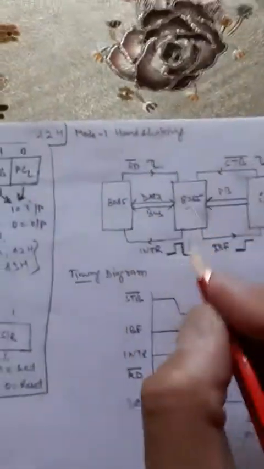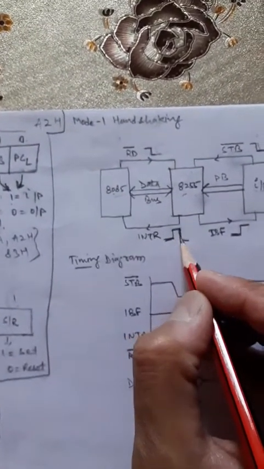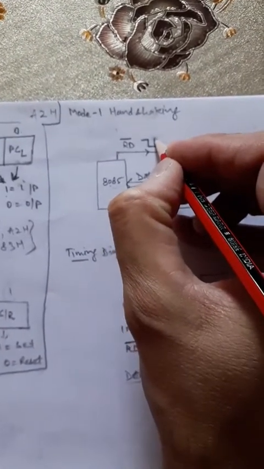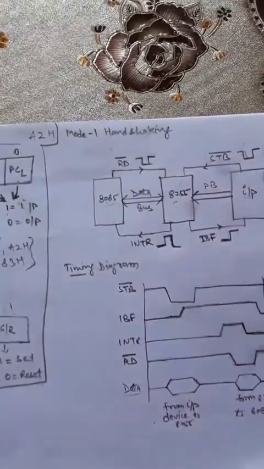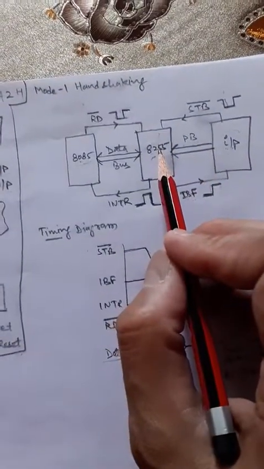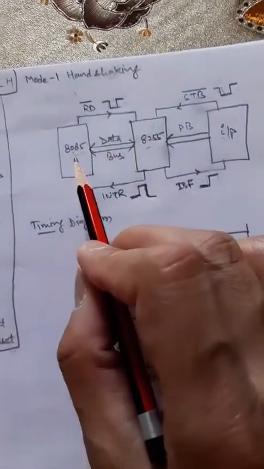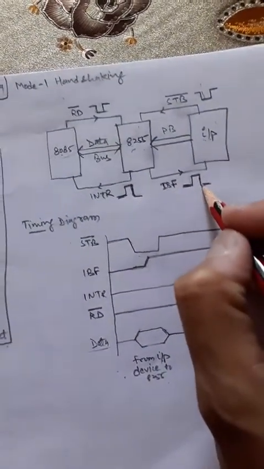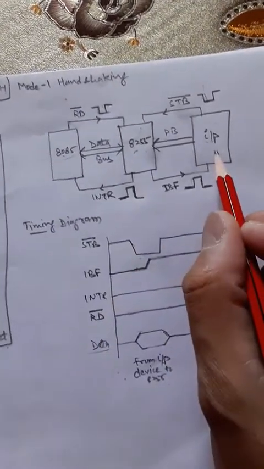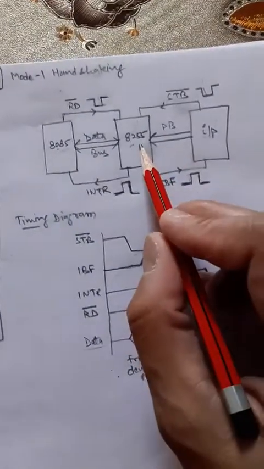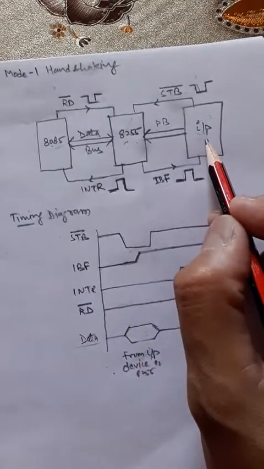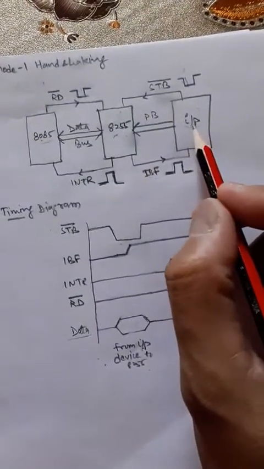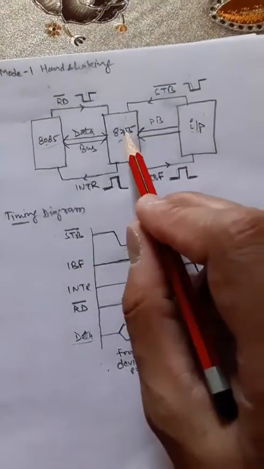When INTR goes low, it means the MPU will not read the data, and after completing the read operation, the MPU will keep read bar high. Now the 8255 has successfully transferred this data to the 8085. The 8255 will keep IBF low, telling the input device that I am free. It is not asking the input device to send the data, it is just telling the input device that I am free, now you can send the data to me.